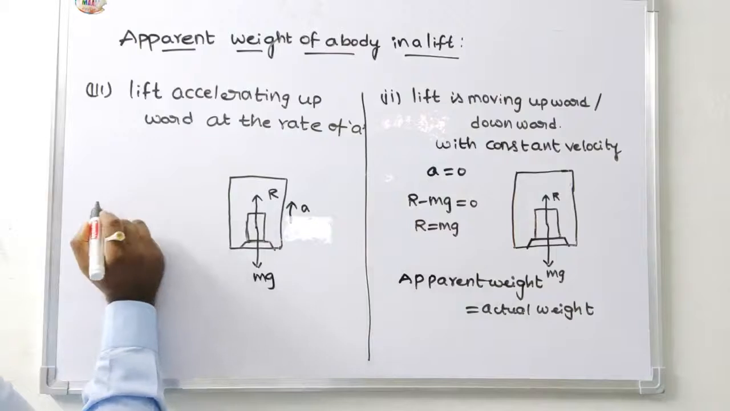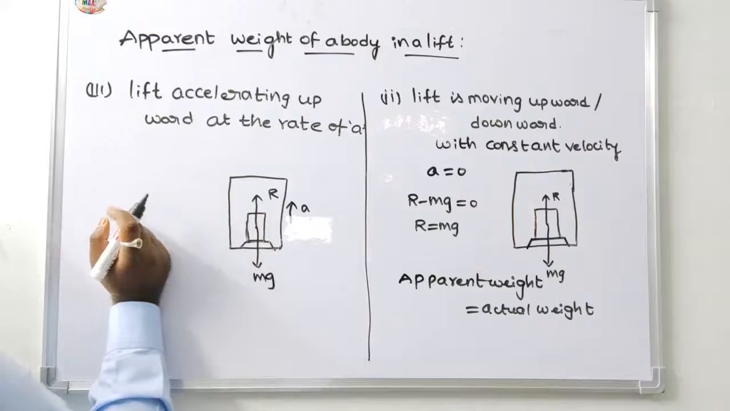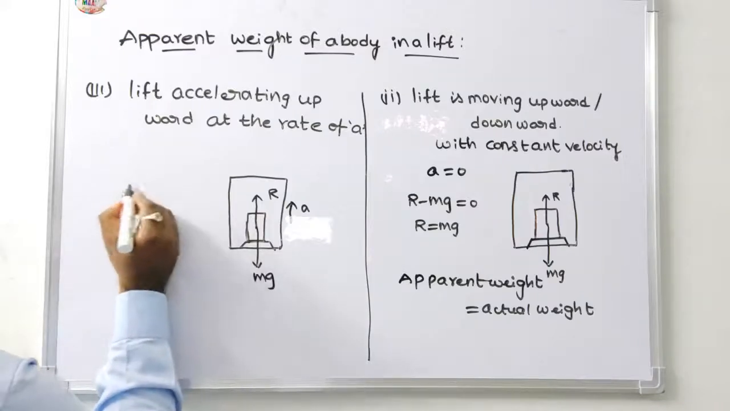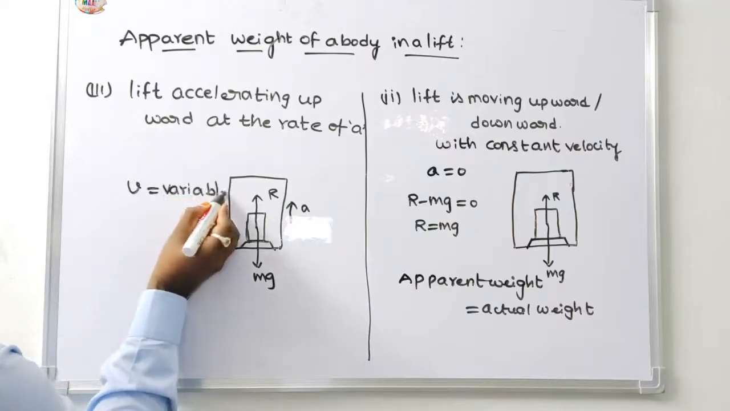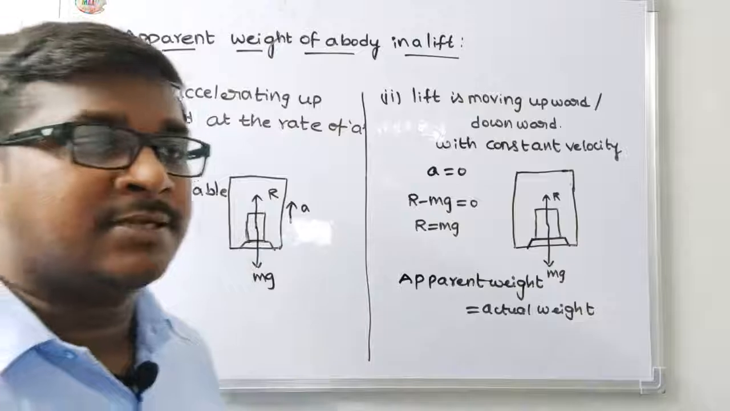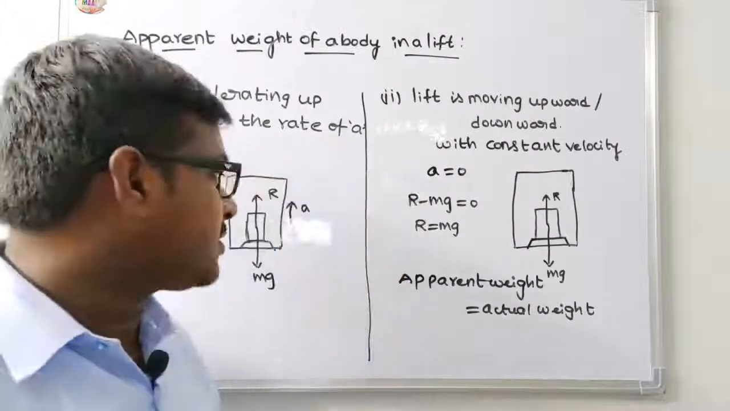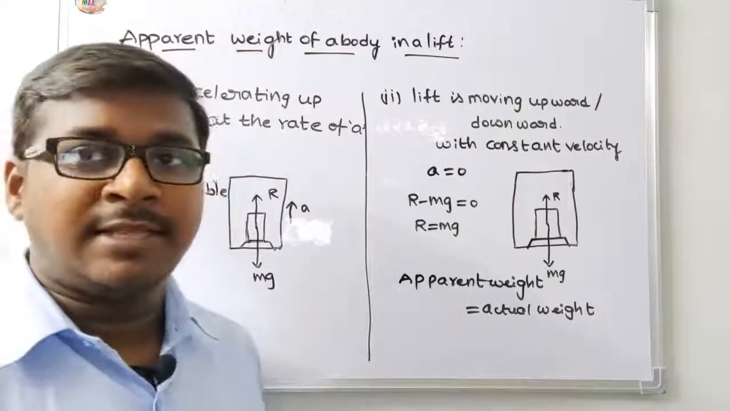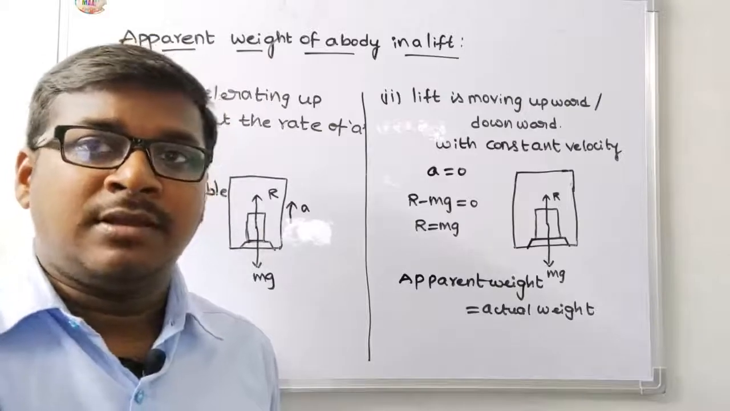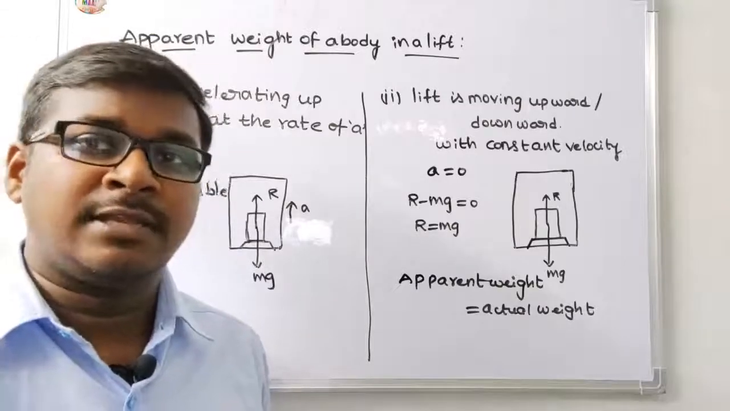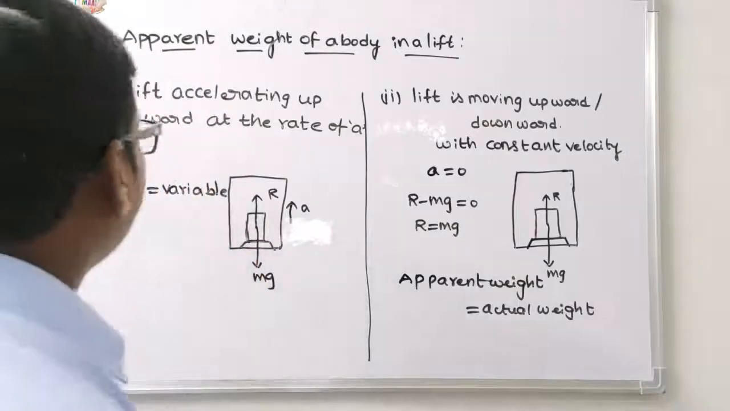First write the equation. In this, the lift is accelerating upward at the rate of a, so the velocity will be variable. In some cases the acceleration is equal to 3 meter per second square, in another case 4 meter per second square, and the next 5 meter per second square. Then the velocity will be variable.